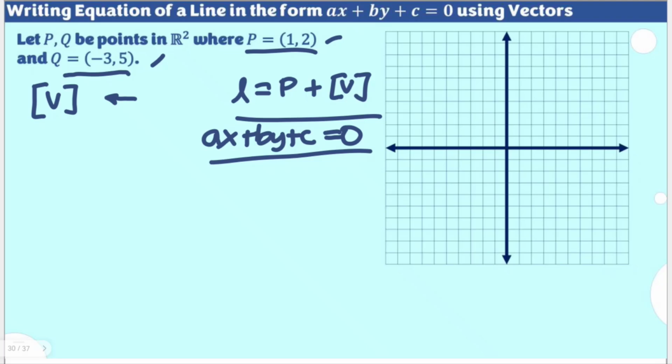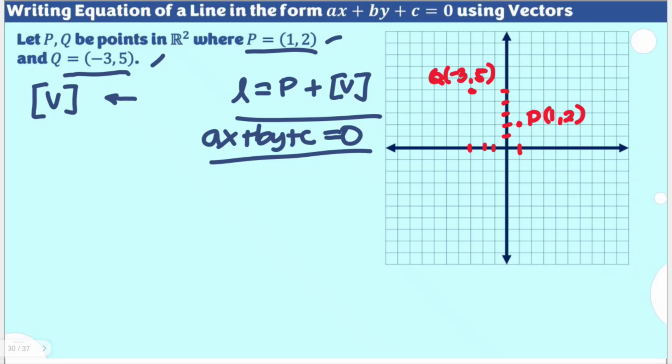Now, in order for us to do that, let's plot the points first on this Cartesian plane, and let's say that each grid is 1. Our point P is at 1, so it's somewhere here, and then 2 is here. This is our point P, so you have 1 and 2. For our Q, it is -3 and then 5: 2, 3, 4, and 5. This is our point Q, which is (-3, 5).